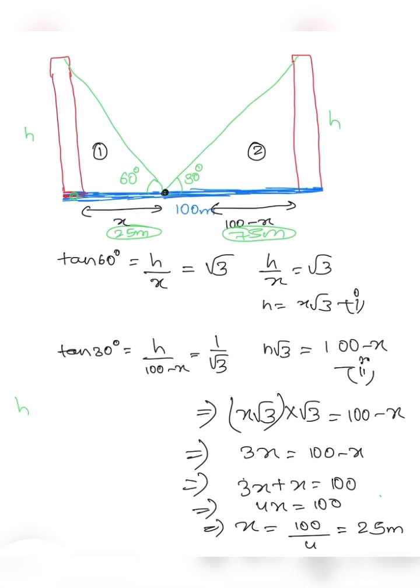Now the second thing that we have to find is the height of the towers. So h is equal to, since from equation 1 we can say it's x root 3. The x value we have already found out, which is 25. Therefore 25 into root 3. And if we look at the value of root 3, which is 1.732, and multiply 25 with 1.732, eliminating the later digits of the decimal, it will come out to be 43.3 meters. So just using trigonometry, we have found out the height of the towers.